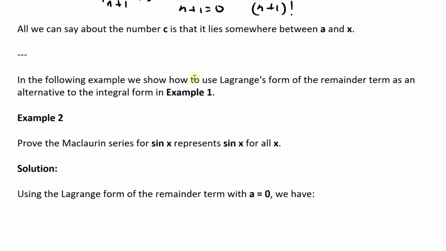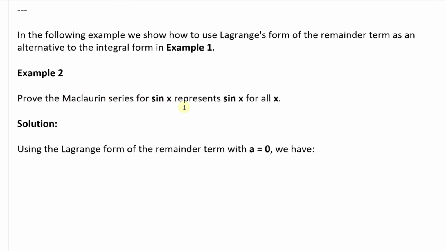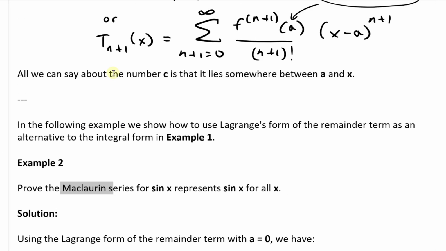In the following example, we show how to use Lagrange's form of the remainder term as an alternative to the integral form in Example 1, with the same function, sine of x. So Example 2: prove the Maclaurin series for sine of x represents sine of x for all x. In other words, prove the Maclaurin series for sine of x is actually equal to the function for all x. Solution: using the Lagrange form of the remainder term with a equals 0, because we're dealing with a Maclaurin series. So we could just look above here.